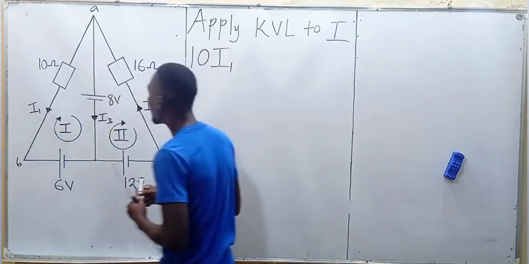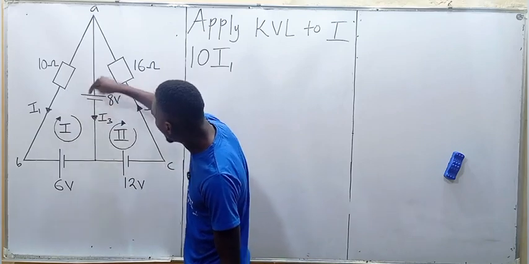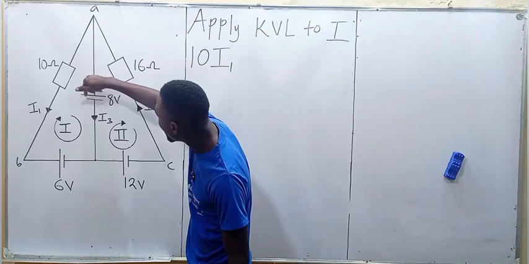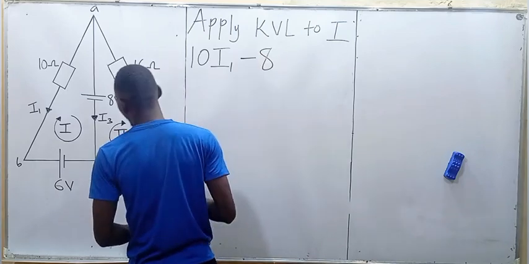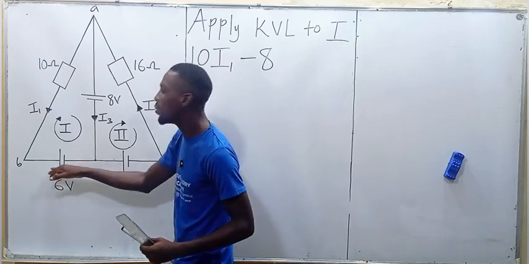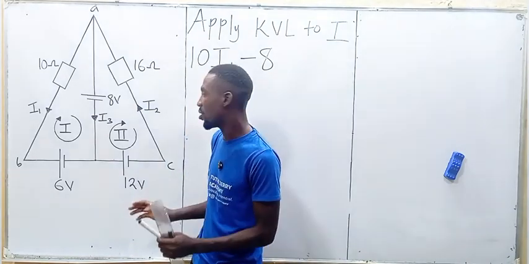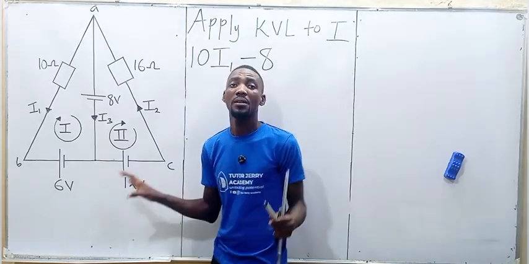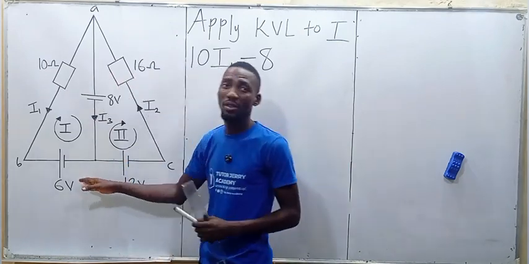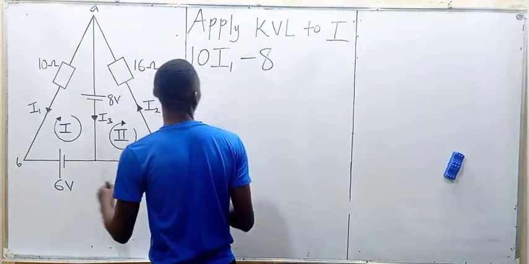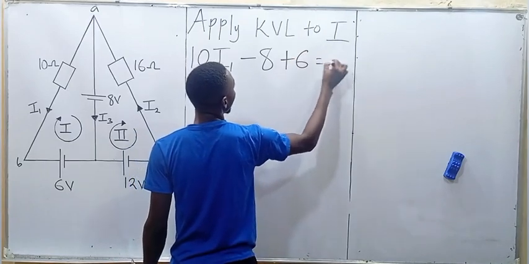Now we are dealing with this loop only. Coming to the second element, we are moving from positive to negative, which is 8 volts, so it's minus 8. Then we are moving from negative to positive. I've told us in our introduction class that the shorter arm is always negative for a voltage source, while the longer arm is always positive. Here there's a voltage drop, and here a voltage gain, so we have plus 6 equals 0.